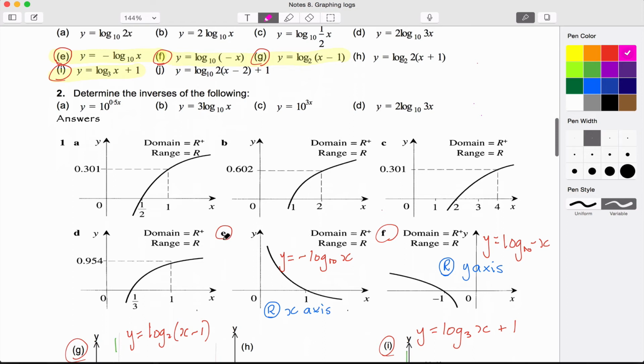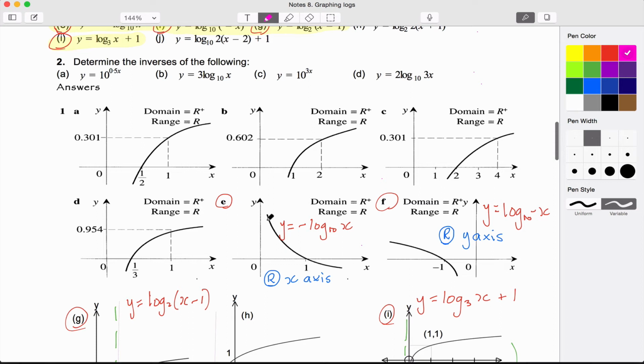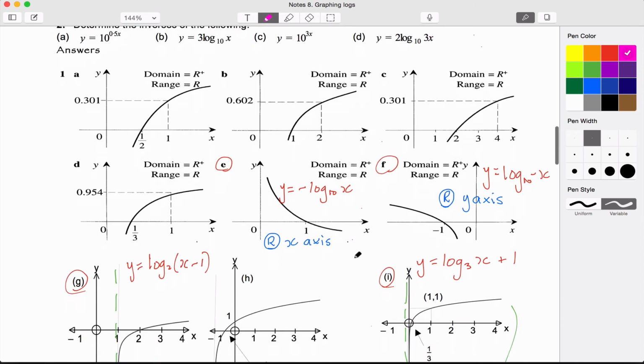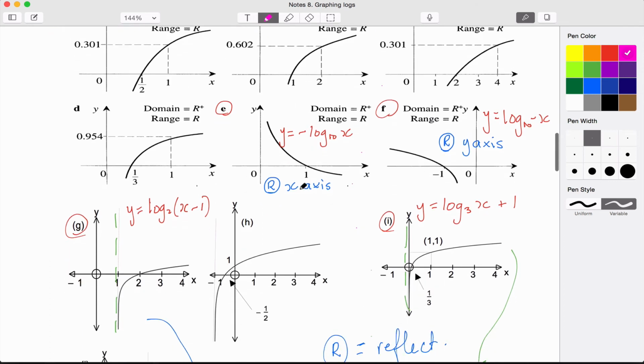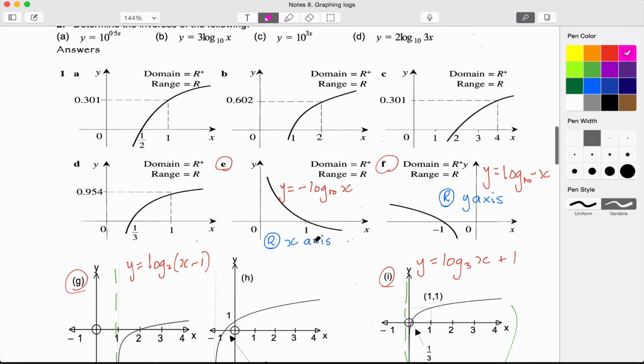So starting with example E, I've rewritten the question here, y equals negative log 10 of x. And what you notice here is that this is the original graph that we drew on the previous page, y equals log 10 of x. What the negative out the front here does is reflect it about the x-axis. So it's just flipped over the other side of this x-axis. I've put down here r equals reflect, I just didn't have room to write it in. So this is a reflection when your negative is out the front.